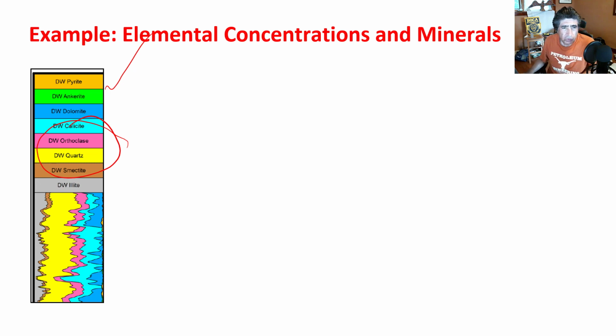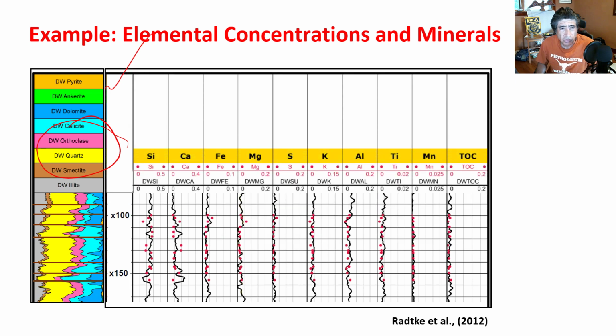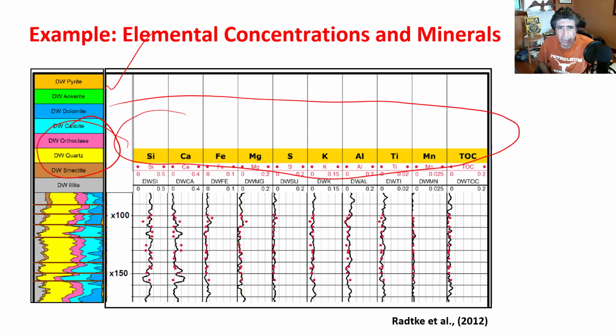And we also have more granularity to define smectite, illite, and properties. And these properties can have basic elements. For instance, here we have a group of elements: silicon, calcium, iron, magnesium, strontium, potassium, aluminum, titanium, manganese, TOC, organic material.